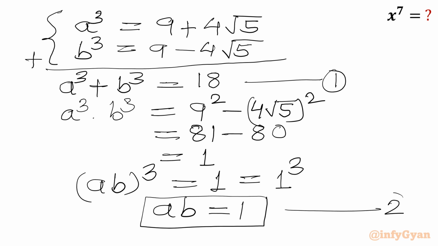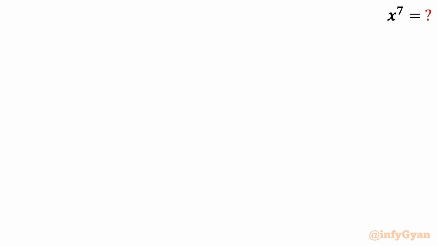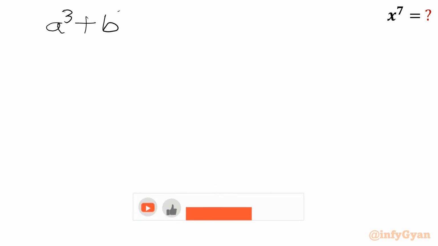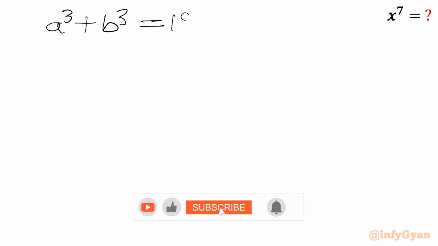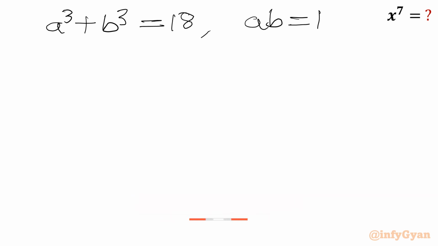Let's say this is equation number 2. Equation 1 is a cube plus b cube equal to 18. Let's solve. So I will write here a cube plus b cube equal to 18, and a times b equal to 1. Now I will consider a plus b, let us say m.